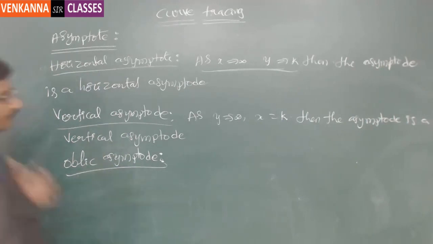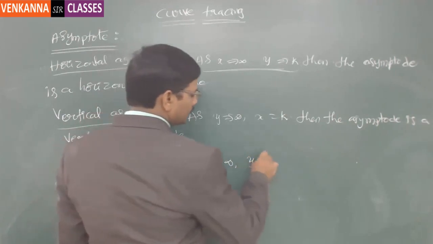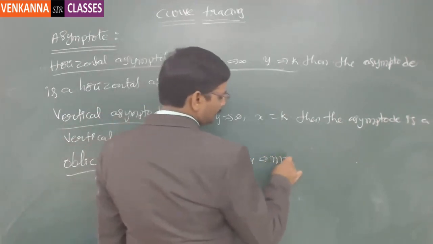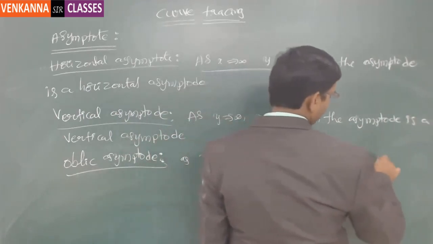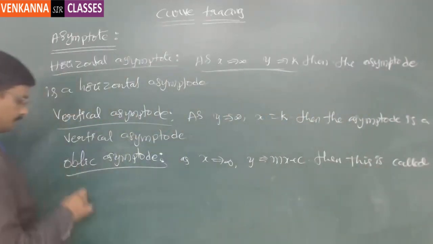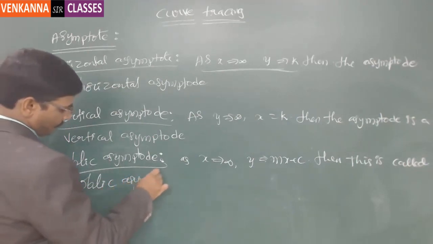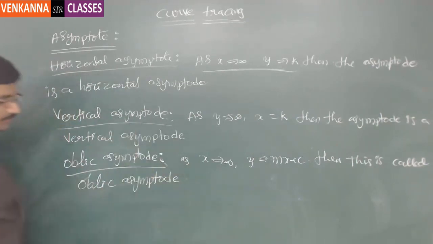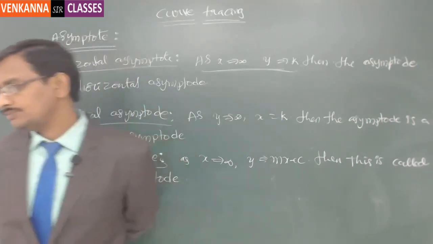Oblique asymptote: as x tends to infinity, y tends to, or y equal to mx plus c, then this is called an oblique asymptote. Got it? So these are the different kinds of asymptotes that we will be thinking of, because while tracing the curve, these are all important points. Got it?